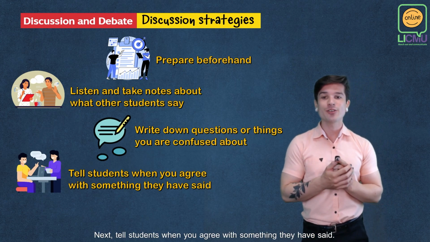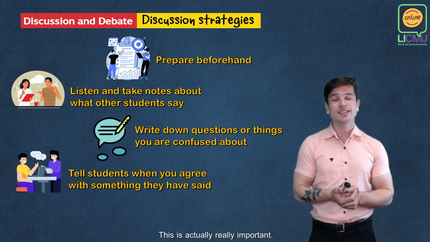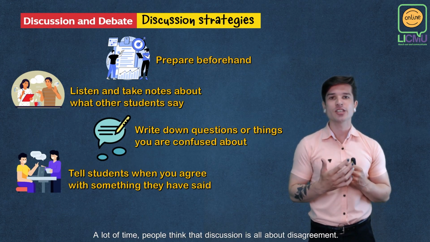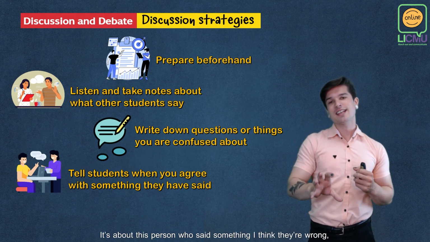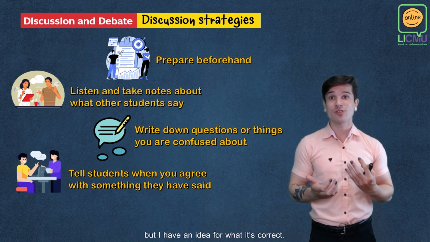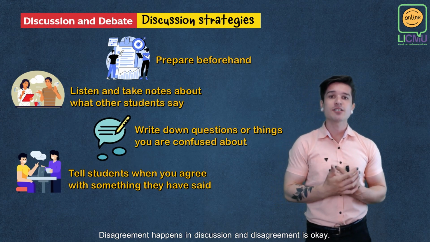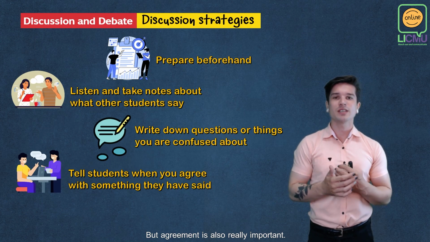Next, tell students when you agree with something that they have said. This is actually really important. A lot of times people think that discussion is all about disagreement. It's about, this person said something, I think they're wrong, but I have an idea for what is correct. Disagreement happens in discussion, and disagreement is okay. But agreement is also really important.